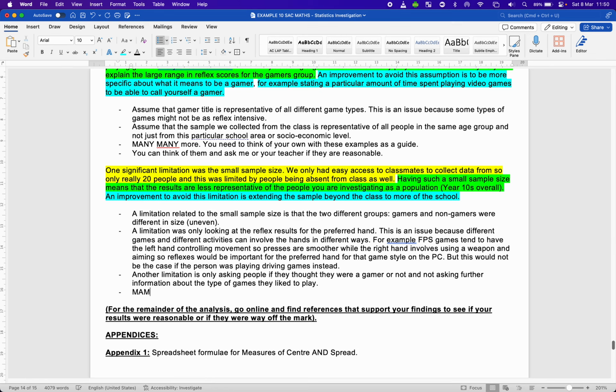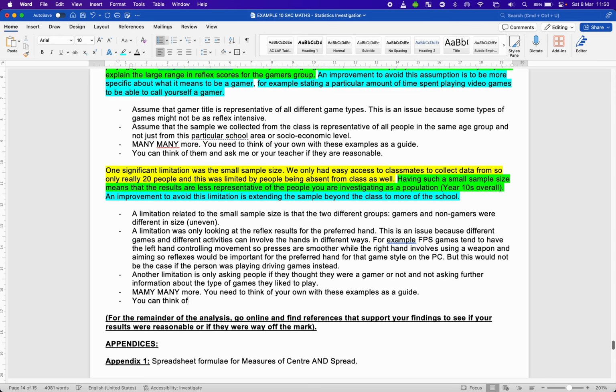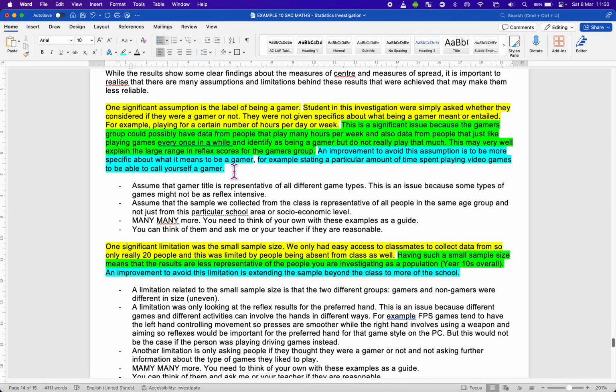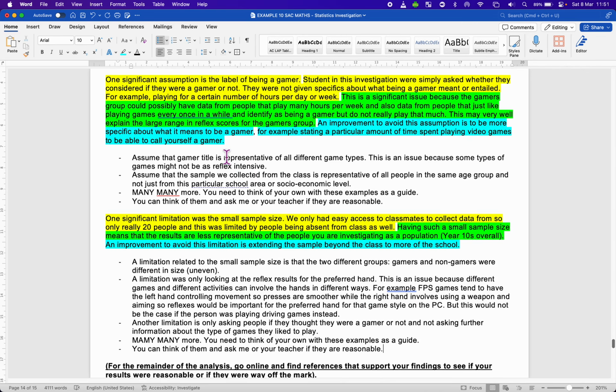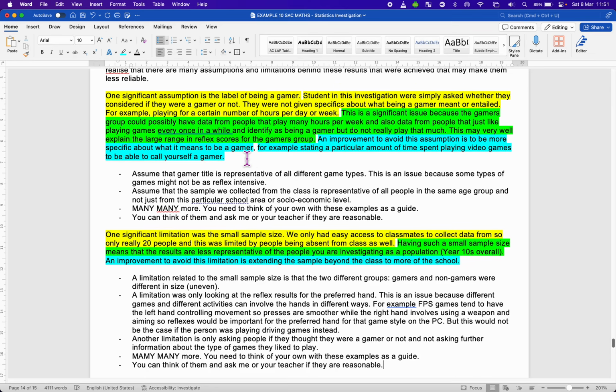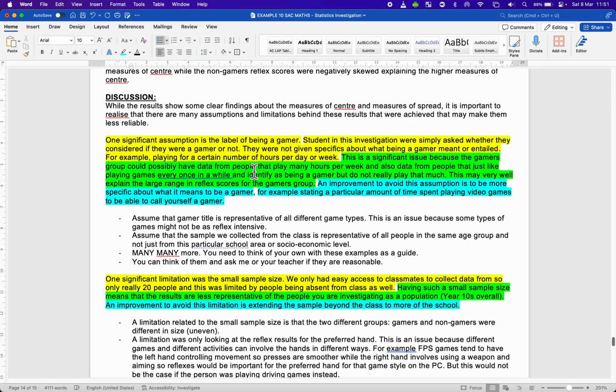So again, there are many more. You need to think of your own with these examples as a guide. You can think of them and ask me or your teacher if they are reasonable. Okay? The more of these that you can put into your discussion, the better, without repeating yourself, because it shows how thoughtful you are about the issues behind the results that you've presented.